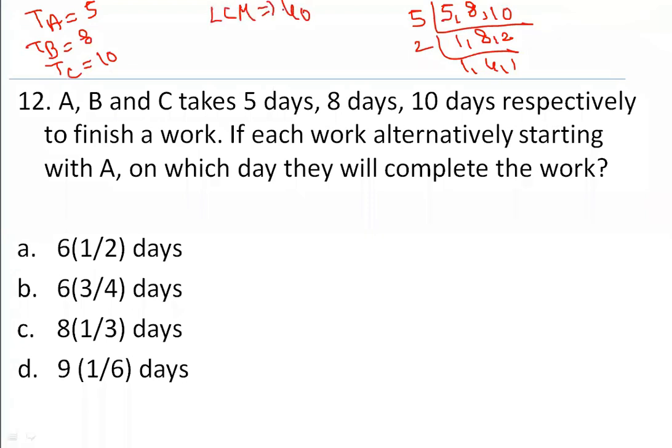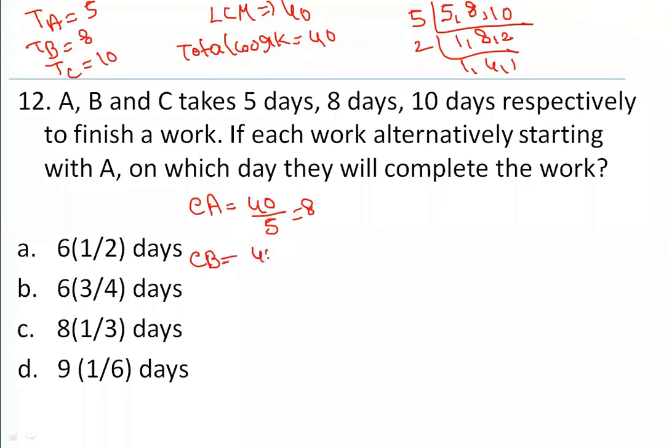If LCM is equal to 40, then total work is equal to 40. Done. Find out the efficiency of individual persons. Efficiency of A is nothing but 40 by 5, which is equal to 8. Efficiency of B is nothing but 40 by 8, which is equal to 5. And efficiency of C is equal to 40 by 10, which is equal to 4. Okay. Now, if each works alternatively starting with A, on which day will the work be completed?